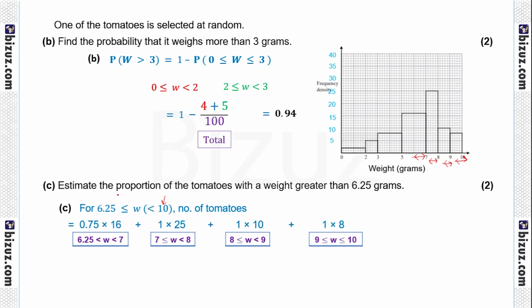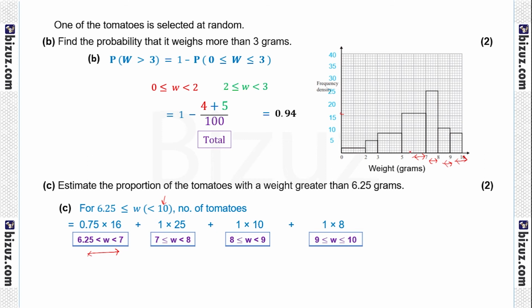All right. Now, the number of tomatoes in the interval from 6.25 to 7, it's not this whole bar. However, the frequency of this interval will still be equal to the width of the interval, which is 0.25, which we can see very easily: 7 minus 6.25 multiplied by the height here. The height here, as you can see, is 16. So the formula which we found in part A still applies here. The frequency will be equal to the area.